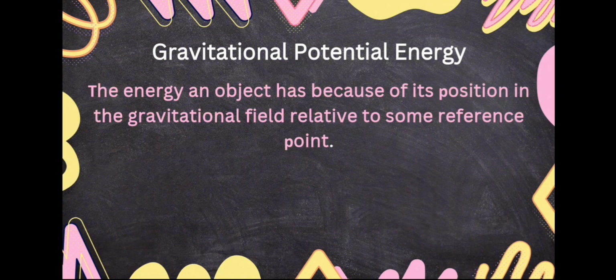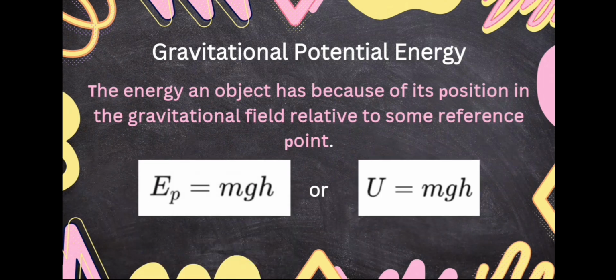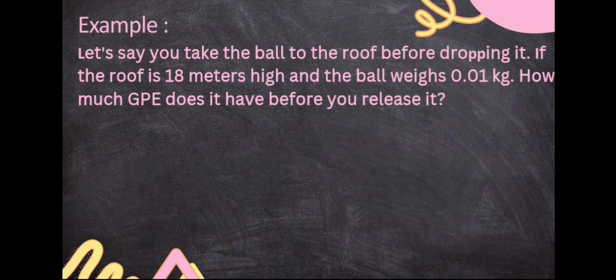So GPE is the energy an object has because of its position in the gravitational field relative to some reference point. This is the formula we will use: GPE is equal to mgh. So it is still the same.